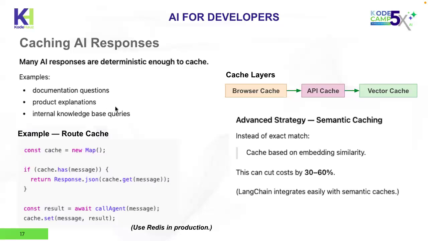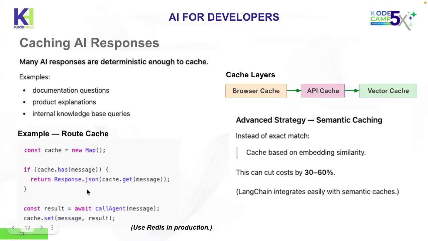Product explanations, internal knowledge-based queries. These are typically examples of things that are deterministic enough to cache. What I mean by deterministic is they're always kind of the same from one to the other, right? So you can cache them. And there are many different ways. A route cache is one, and you can look at a bunch of others here, like cache layers. But this is how you can implement it.